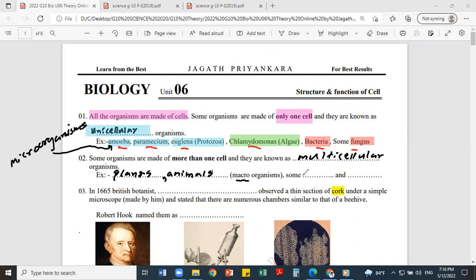Then some algae, not all the algae, some algae are multicellular, and some fungi are also multicellular, not all the fungi. So some fungi are unicellular, some fungi are multicellular, and some algae, for example Chlamydomonas, are unicellular algae.